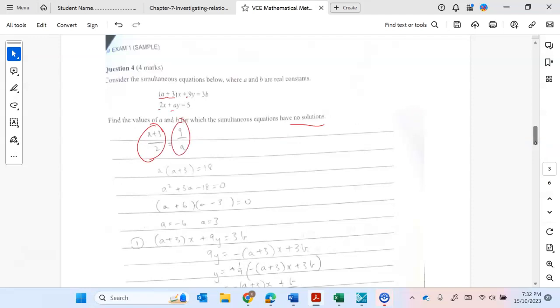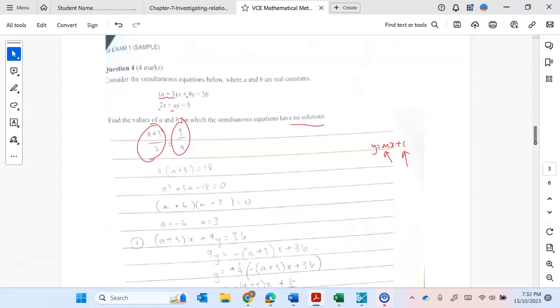Now, if they were the same, then you're going to have no unique solution, all right? So if they were different, you would have different lines. When I say different lines, you have different linear equations. Now, some people like to rearrange them in the form y equals mx plus c, and then you're just looking at the gradient.